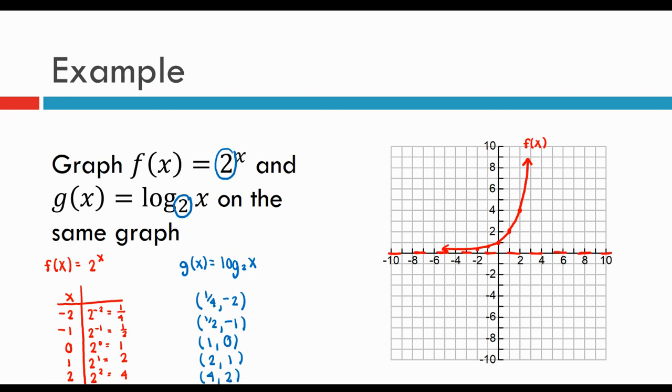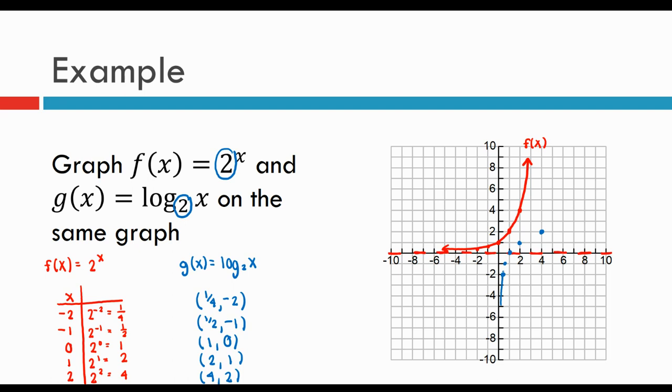Let's plot those. So notice that we have (1/4, -2), so super close to that y-axis down at -2. We'll have (1/2, -1). Then we'll have (1, 0), (2, 1), and (4, 2).